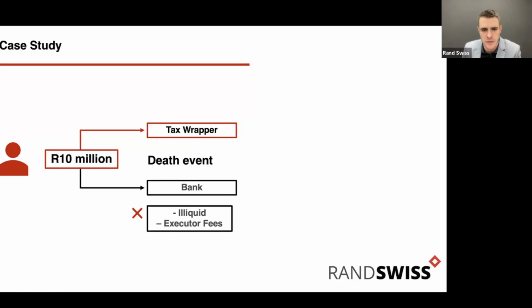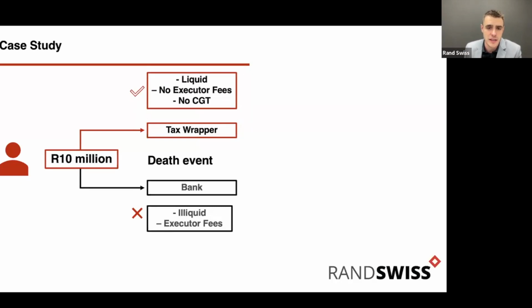A tax wrapper in terms of death is a lot more appropriate when it comes to efficient estate planning. Because remember, when you have a tax wrapper and you nominate a beneficiary, when you pass away, there's an immediate change of ownership. So in this case, the client passes away. Immediately, their spouse becomes the owner. So immediately that money is liquid. They can immediately access the funds. They can immediately withdraw. They can immediately take the loan.